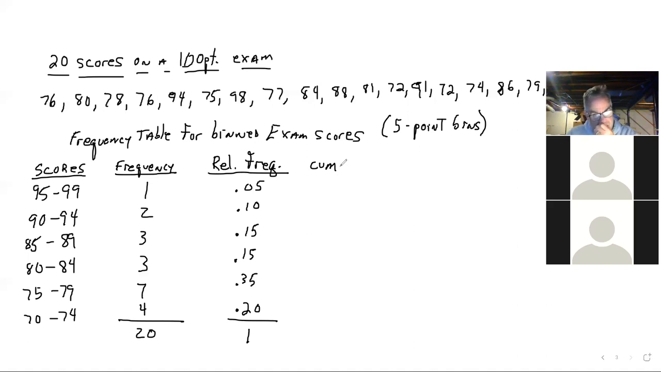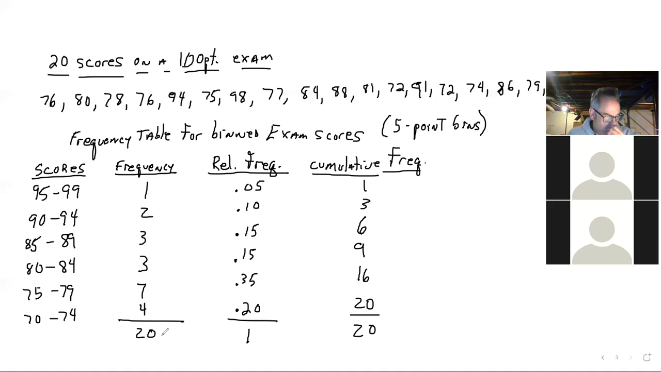cumulative frequency would be, again, you start with 1. Now remember, what I'm going to do is add each time going down the list. So this next number would be 3, or it would have been 1 plus 2. The next one would be 6. Next one would be 6 plus 3, which is 9. Then 9 plus 7 is 16. And 16 plus 4 is 20. And again, that last number should match up with this number here.